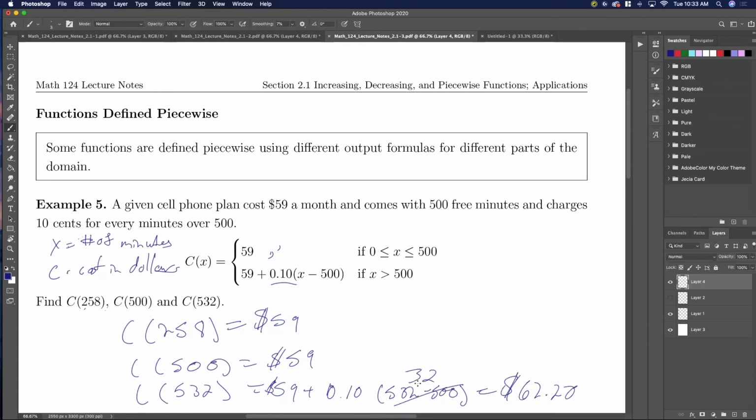Okay, so here the X is in this piece, plug it into here, we get 59. Here the X is at the boundary, plug it into here because this piece has the equal sign, and we get 59.